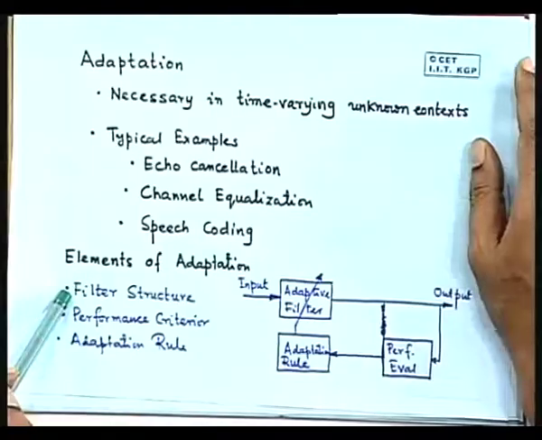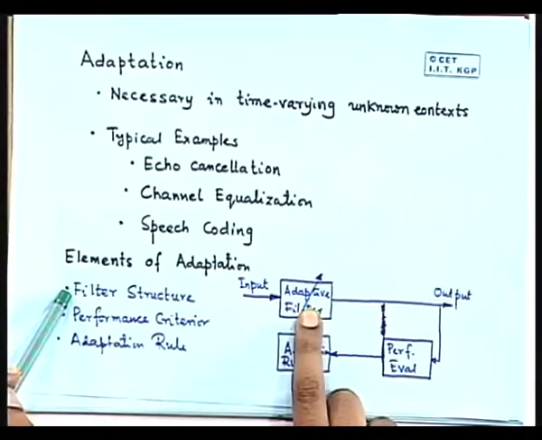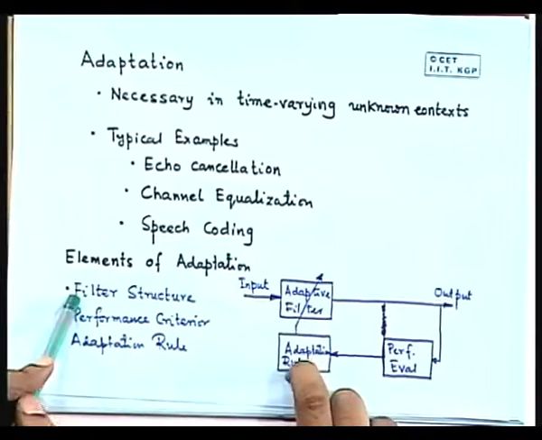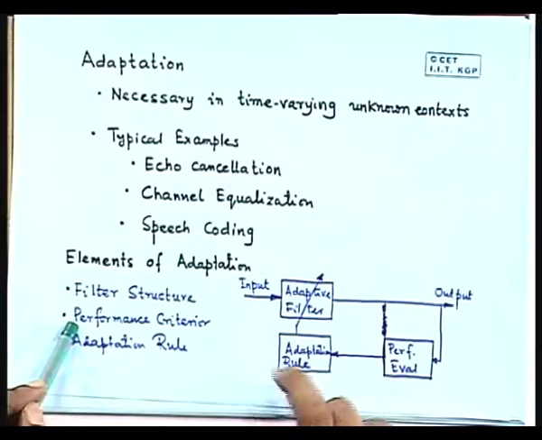So you have three major quantities. You have a filter structure, in which you change the coefficients, so you have to define that. You have to define a performance criterion, maybe some noise square or whatever you define, and you need to have an adaptation rule. So whenever you want to define an adaptive system, these three quantities have to be defined: a filter structure, a performance criterion, and an adaptation rule. If you put them together, you have an adaptive system, right?